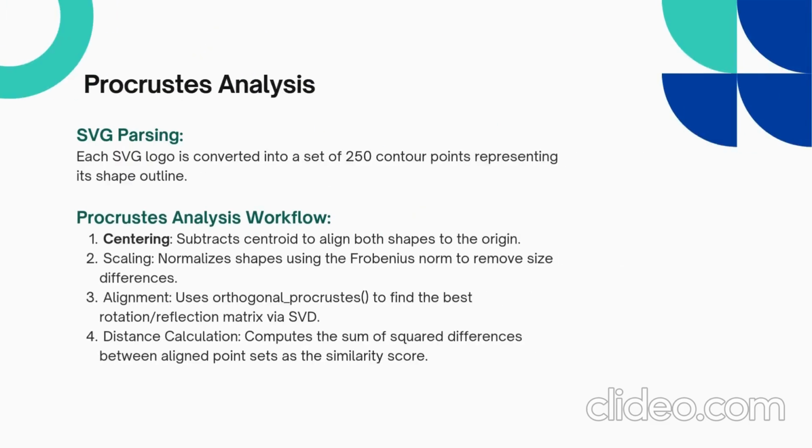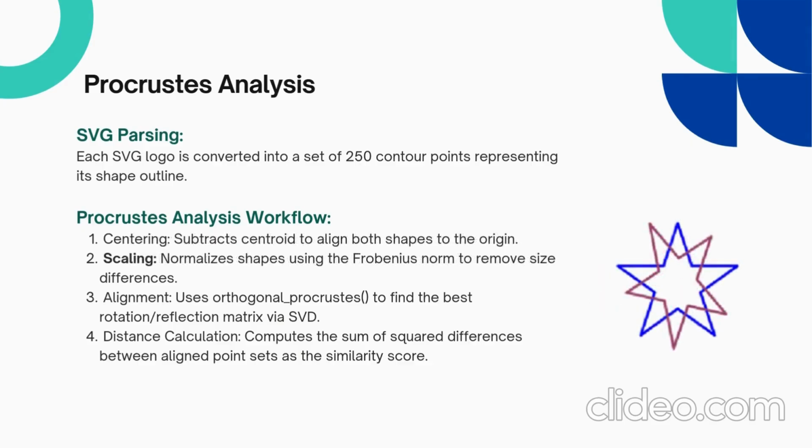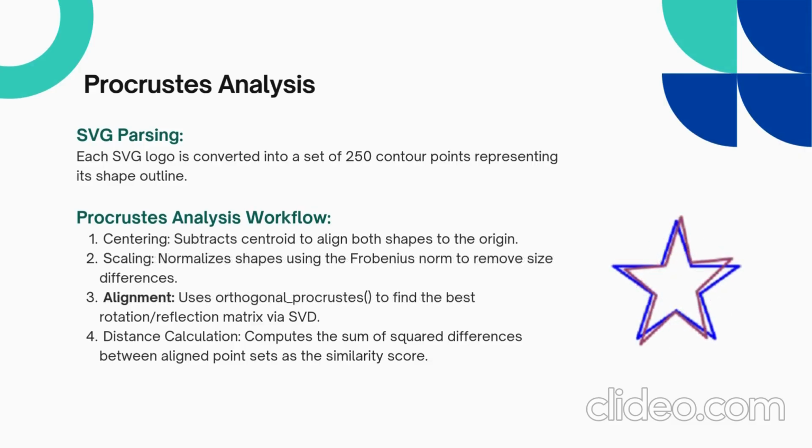Procrustes analysis is a powerful statistical method for comparing shapes. We convert each shape into 250 outline points. First, we center the shapes by moving their centroids to the origin. Next, we scale them so size doesn't affect the comparison. Then, we rotate and reflect one shape to best match the other. The final score measures how much they differ after being perfectly aligned, giving us a clean measure of shape similarity.